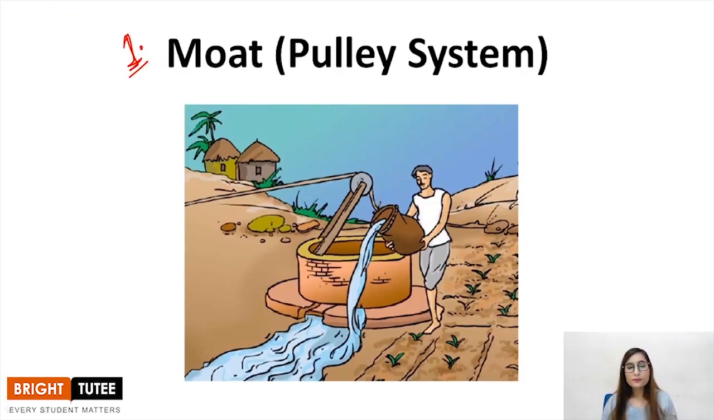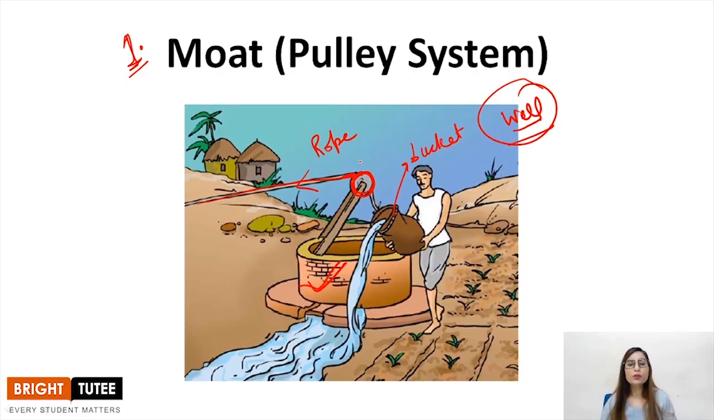What happens is there is a pulley on the well, right? So this pulley is being pulled with the help of a rope and water is obtained in a bucket. It is basically a well. From the well, you are obtaining water with the help of a pulley, right? Because if you work without a pulley, a lot of force is required to pull out the bucket. But if there is a pulley, the force required is reduced very much.